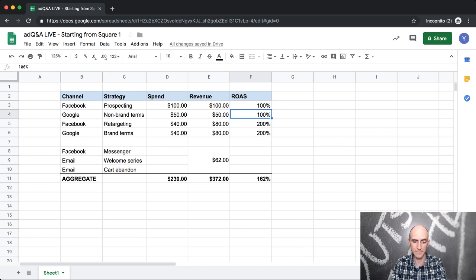That's starting to look okay. So now I feel comfortable that I can start scaling this stuff up. Let's say I take prospecting up and double it, right? And I double my non-brand terms to 100, right?